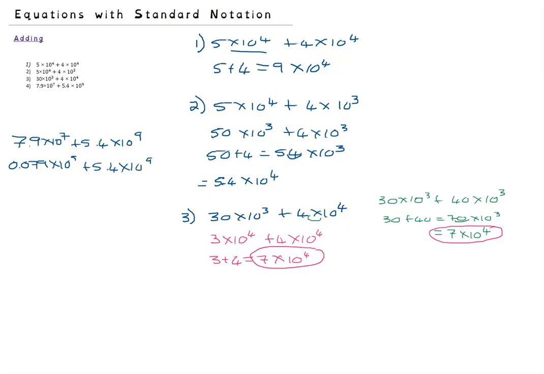Okay, now we add this, so we have 5.4 plus 0.079, which will give us 5.479 times 10 to the power of 9, isn't it? There we have our answer. As easy as that. Okay, or you can choose to make the 9 smaller. That would give you exactly the same answer as we have here.